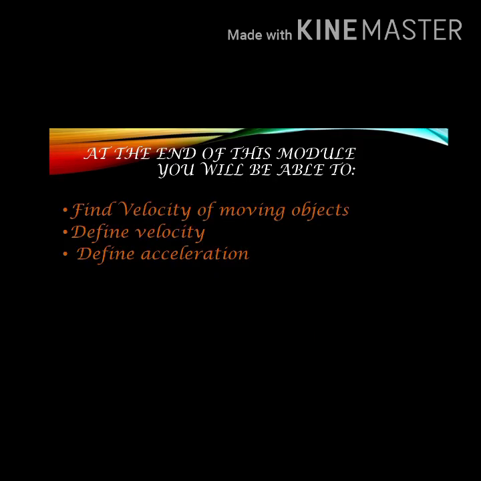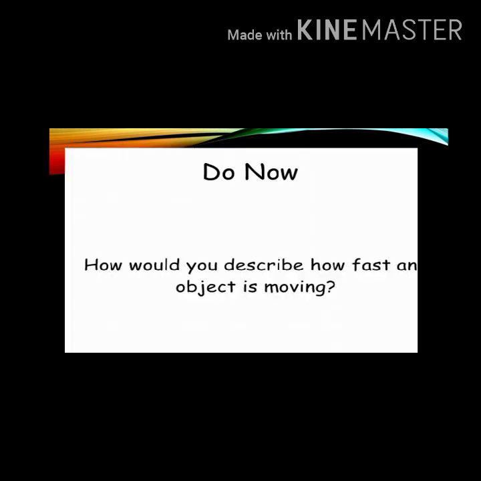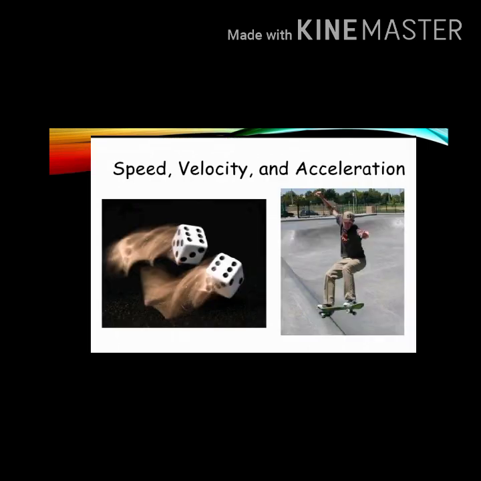At the end of this module, you will be able to find velocity of moving objects, to define velocity, to define acceleration. How would you describe how fast an object is moving? Already we have discussed about speed, but two more quantities are needed: velocity and acceleration. Now let us discuss about velocity.